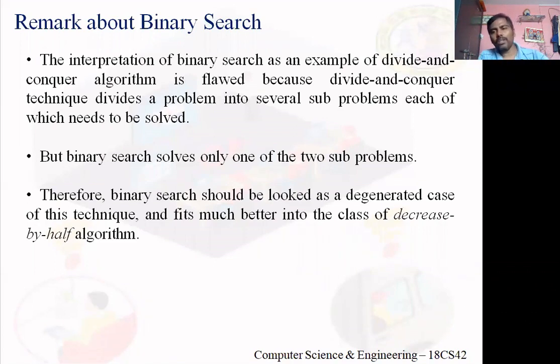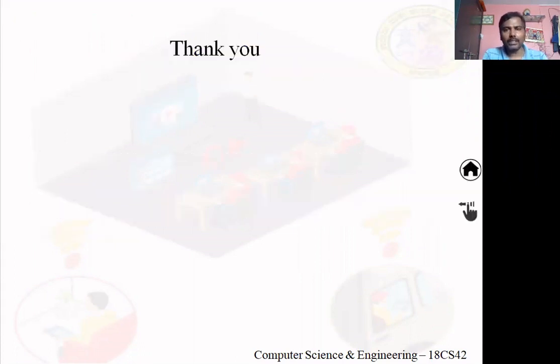So the better name for this strategy is decrease by half algorithm. Decrease by half means the initial size was 14, it got reduced by half to 7. Then I consider 6, then again 3. It repeats. So it is better to call it decrease by half. With this, we complete binary search. Thank you for listening.